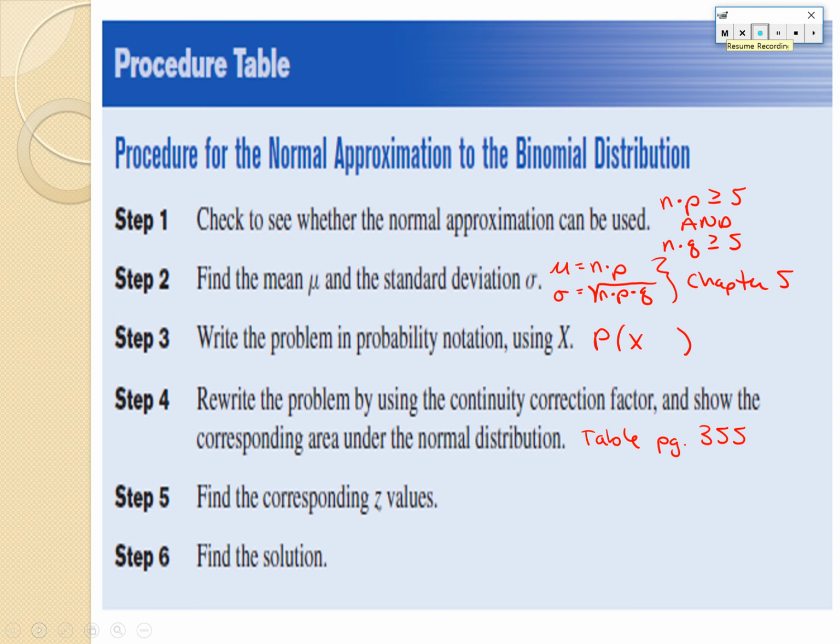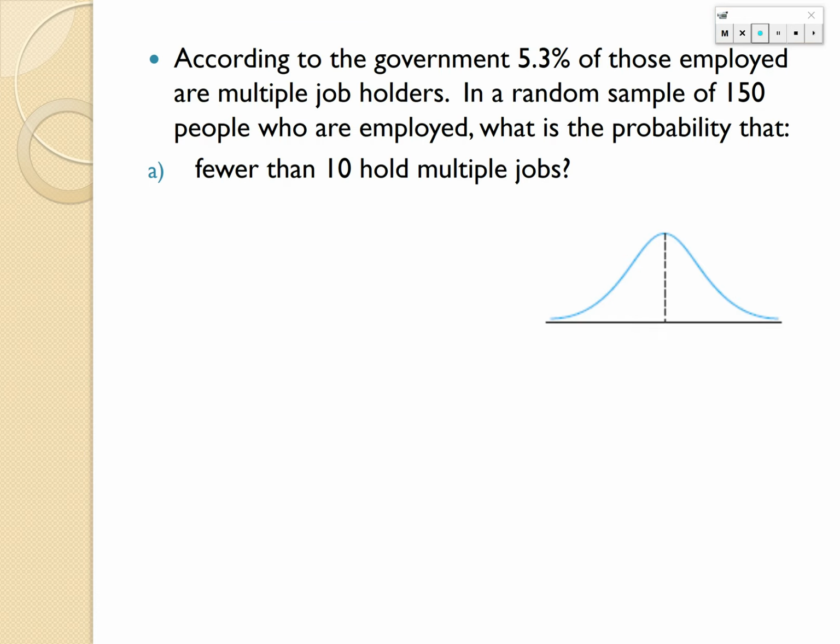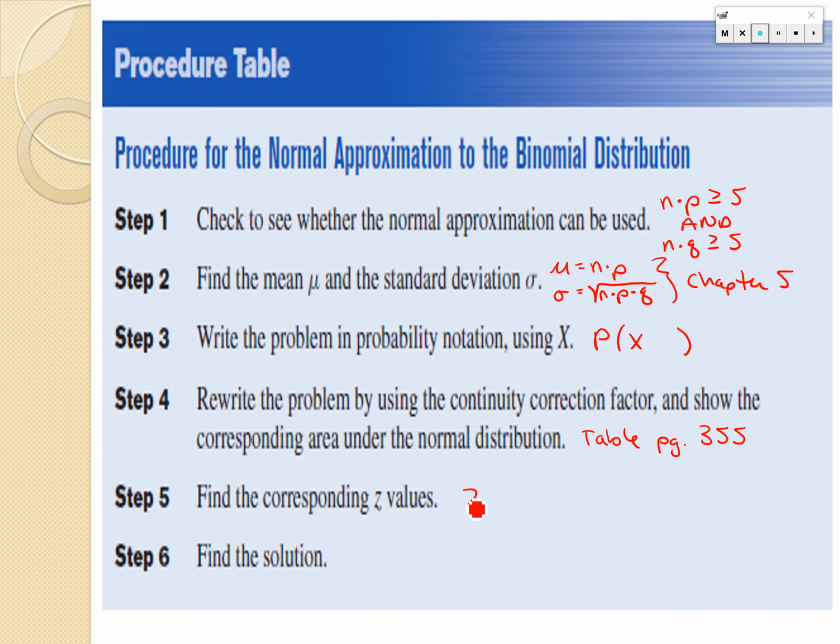Find the corresponding z-values. We're just looking for a plain old z-value. We're not looking for a sample mean. I know a lot of us are used to sample mean. We just did central limit theorem concerning sample means. Now we're just back to data value minus mean divided by standard deviation.